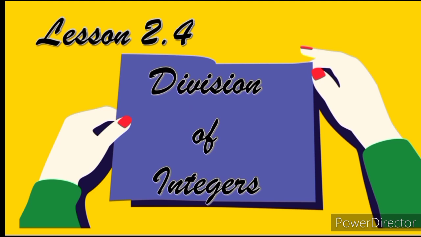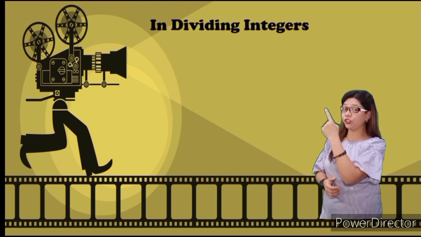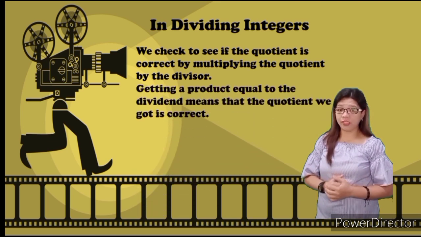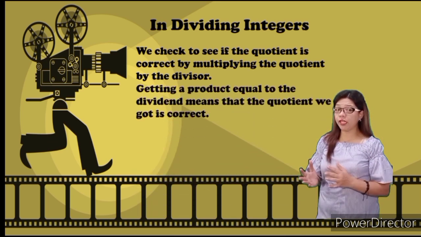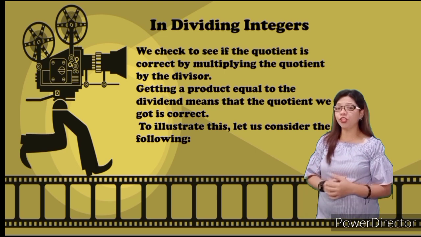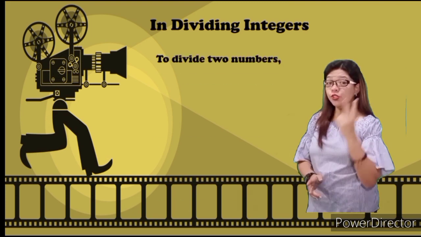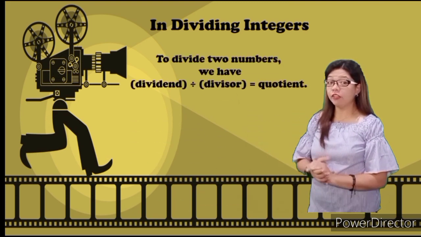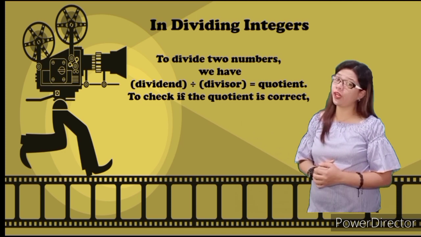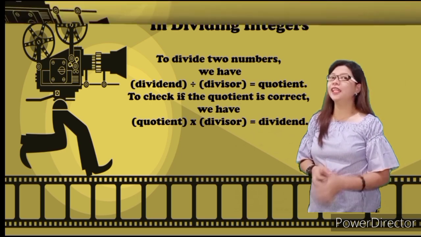Lesson 2.4. Division of integers. In dividing integers, we check to see if the quotient is correct by multiplying the quotient by the divisor. Getting a product equal to the dividend means that the quotient we got is correct. To illustrate this, let us consider the following. To divide two numbers, we have dividend divided by the divisor, we have the quotient. To check if the quotient is correct, we have quotient multiplied by the divisor. The answer is the dividend.